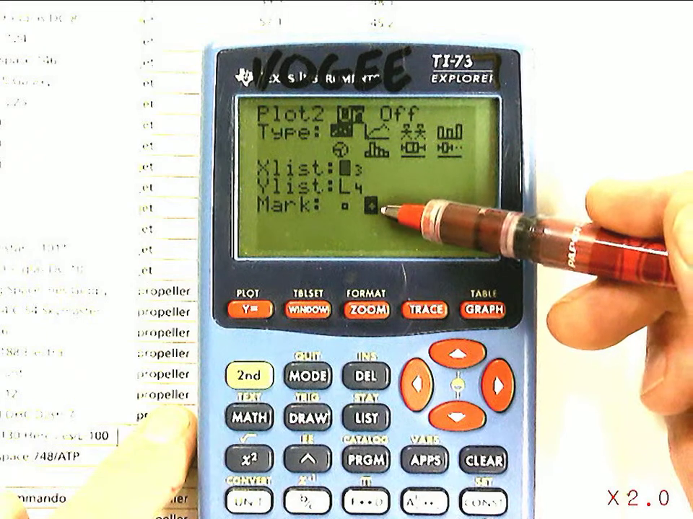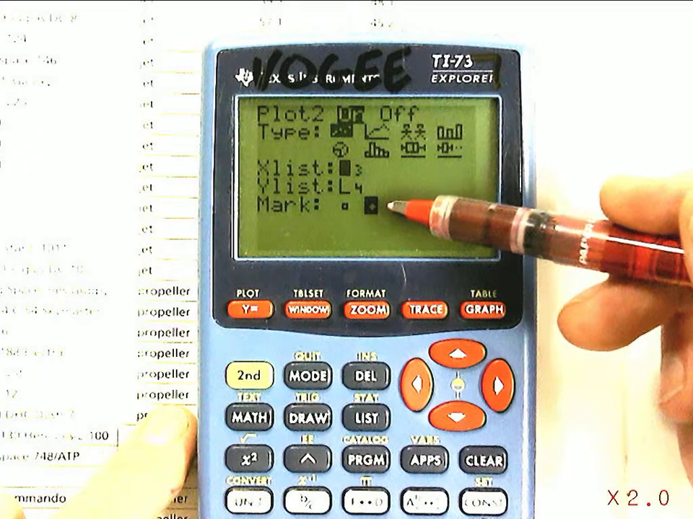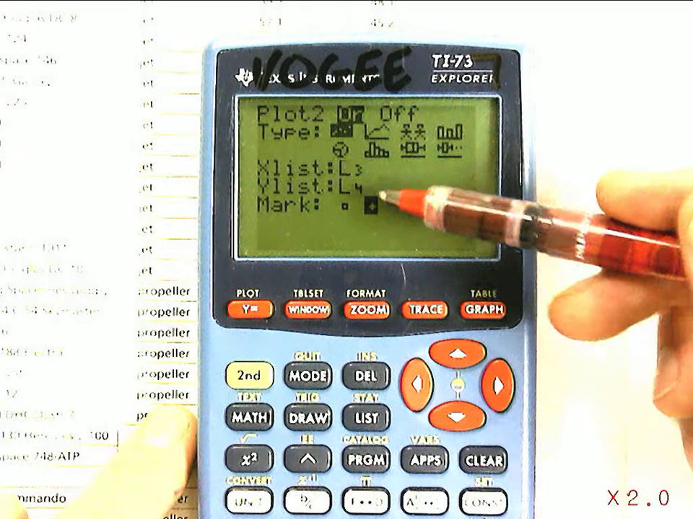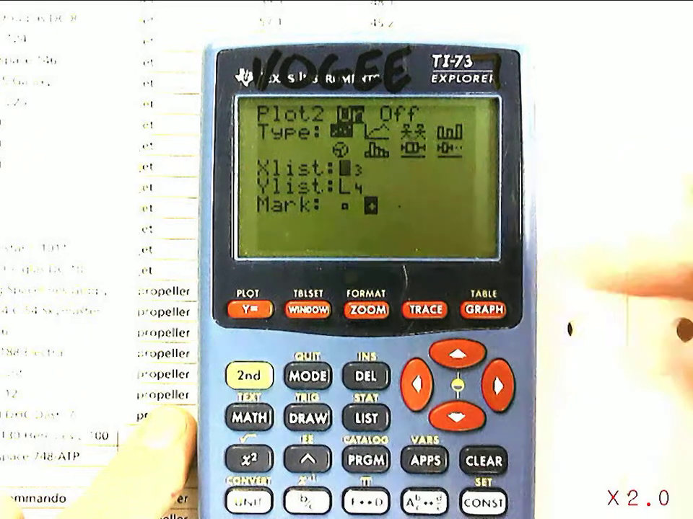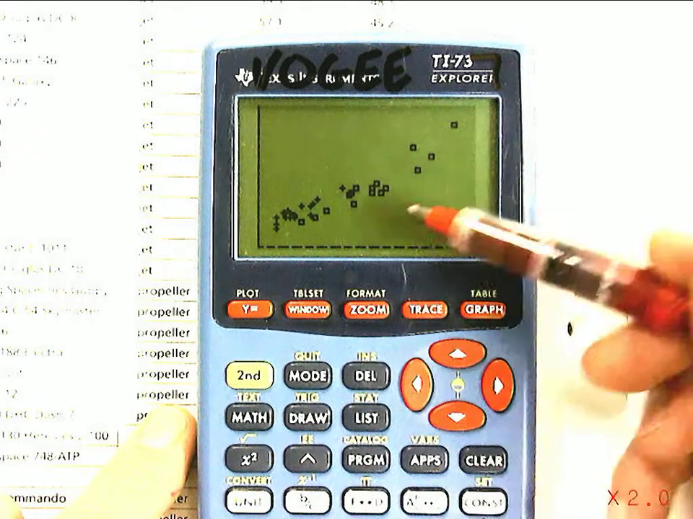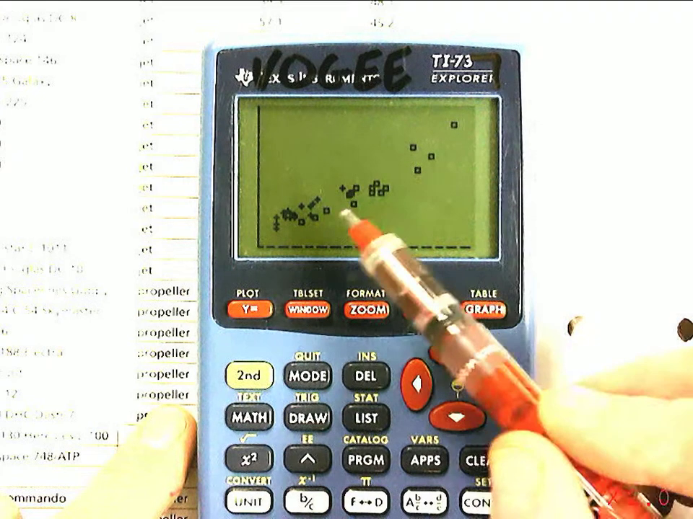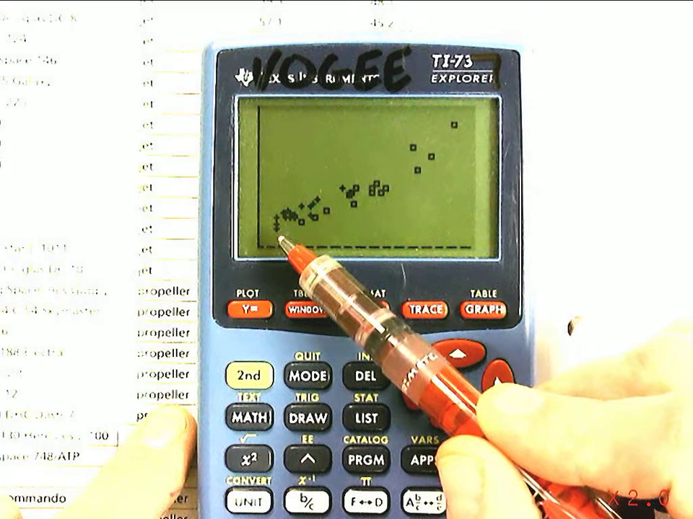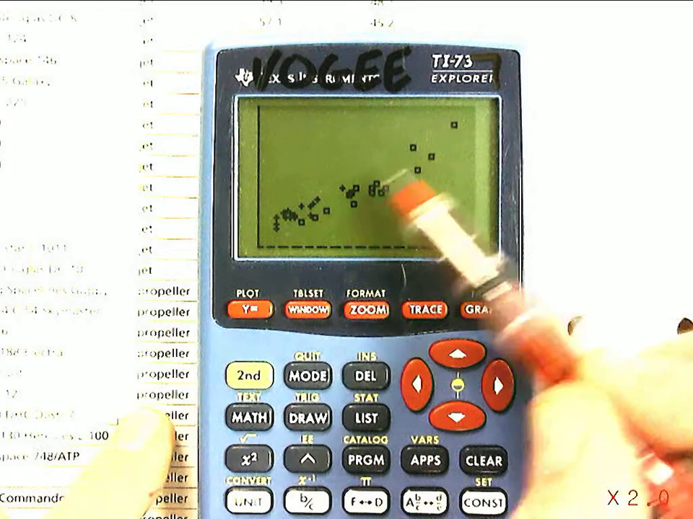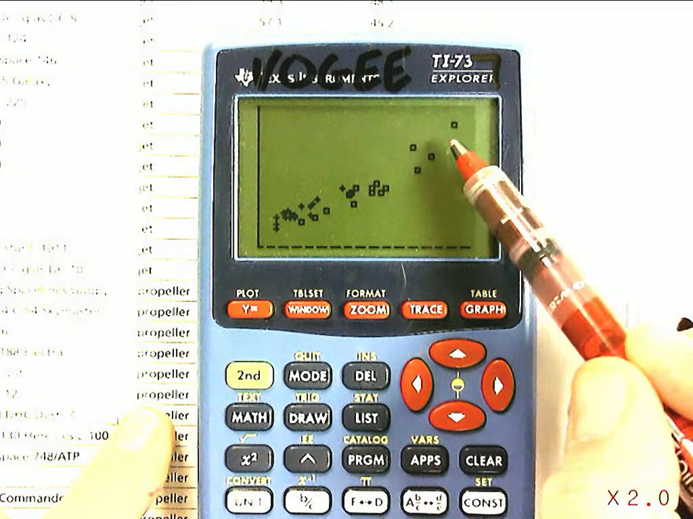And then I want to use the plus sign for this because I want to actually be able to differentiate between the jet planes and the propeller planes. And then I went ahead and graphed it. And so now this is what you see in terms of the trend of the data. The little plus signs being the propeller planes and the square ones being the jet planes.